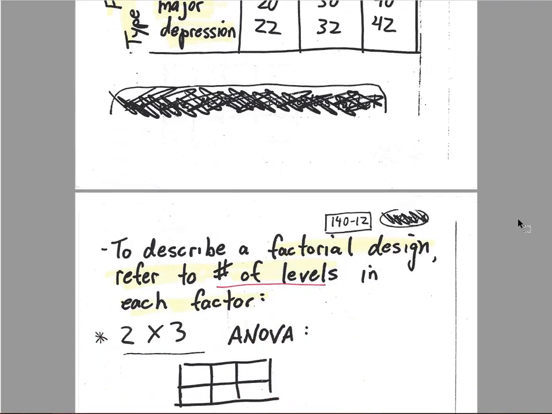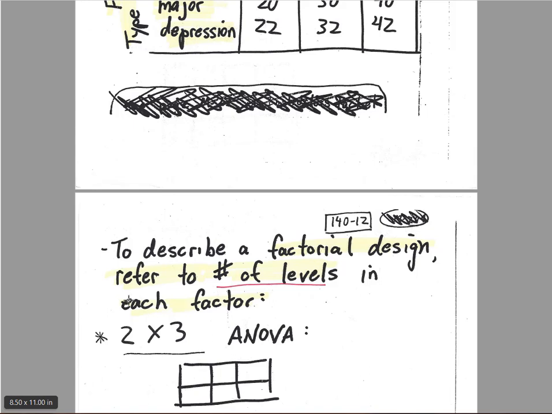More of the terminology, more of the jargon that we use with respect to two-way Anova. Researchers speak in terms of factorial design. To describe a factorial design, we refer to the number of levels in each factor. If somebody said, I analyzed my data as a 2x3 Anova, this convention conveys a lot of information. First of all, there's 2 numbers. 2 is a number and 3 is a number. The fact that there's 2 numbers tells you that there were 2 factors in the study. The values of the factors themselves tell you how many levels you had in each factor.